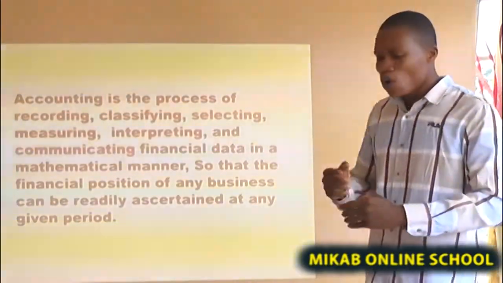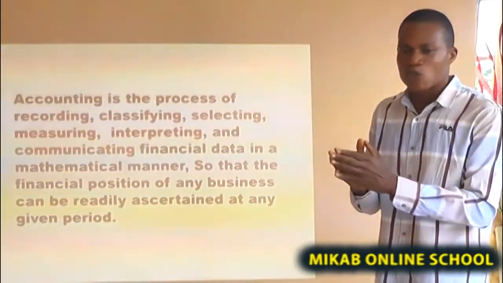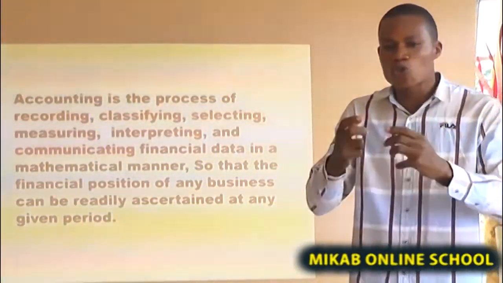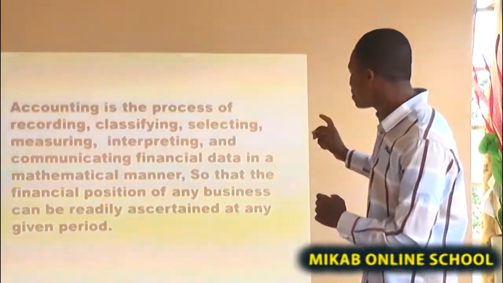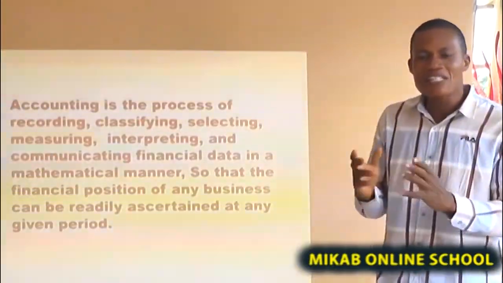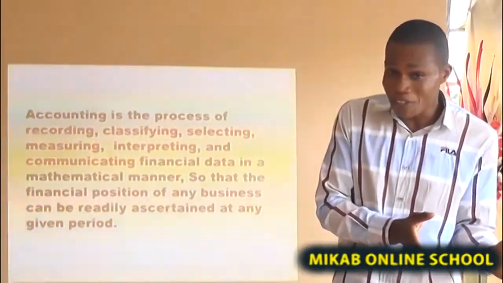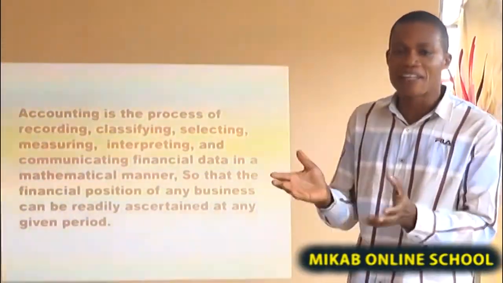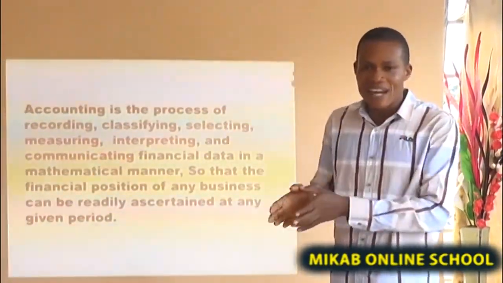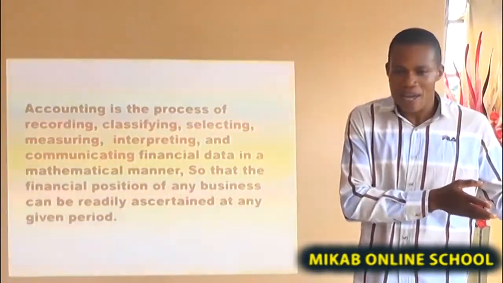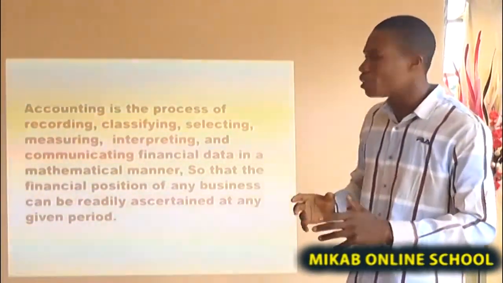Then we select which one is useful at a particular point. You need to make a selection, you need to choose the one that is useful for a particular period. Having selected, you need to measure. Measurement in accounting is done in monetary terms, depending on the currency of the country in which the account is being prepared. Like in Nigeria, we measure financial information using the naira and kobo. Like in the US, they use the dollar and so on. So we need to measure in monetary terms.